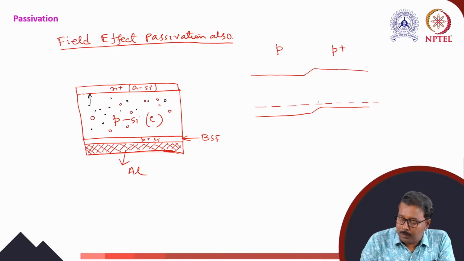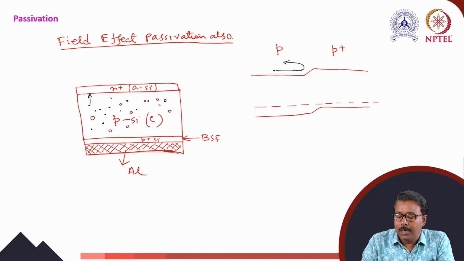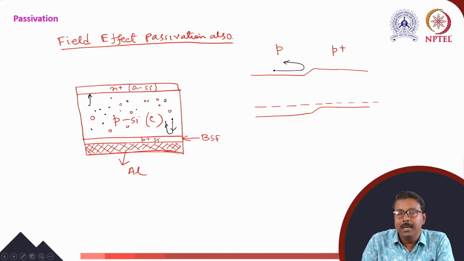Now, due to presence of this P plus, suppose this is a carrier generated electron, when they come to flow in this direction, they will repel back due to presence of this electric field. So there is an offset for electron. So this is called field effect passivation. That is, electrons are not allowed to go to this side. They are going to this side. So this back surface field is also called field effect passivation.